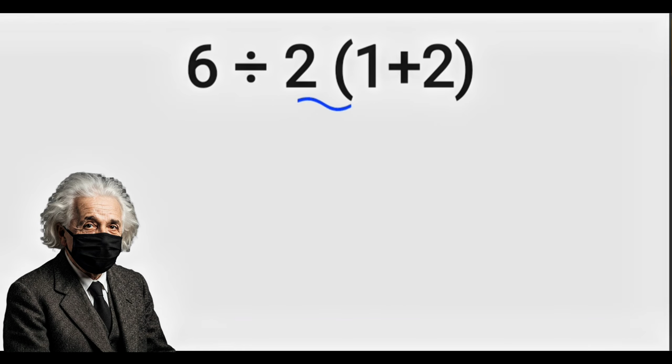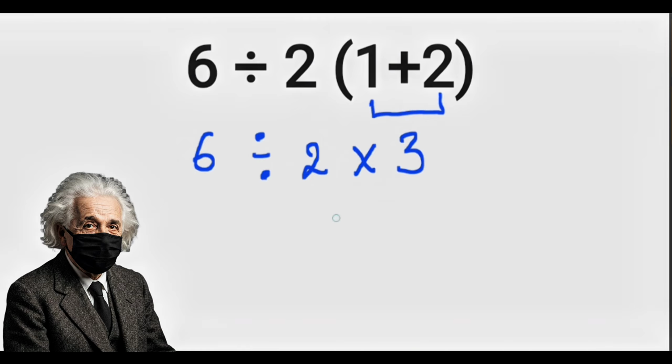You looked at the 2 next to the parenthesis and your instinct said, multiply that first. That instinct is the trap. Following that instinct, you solved 1 plus 2 first. That gives 3. So now your equation looks like 6 divided by 2 times 3. Still following the trap, you multiplied the 2 by that 3 before dividing.